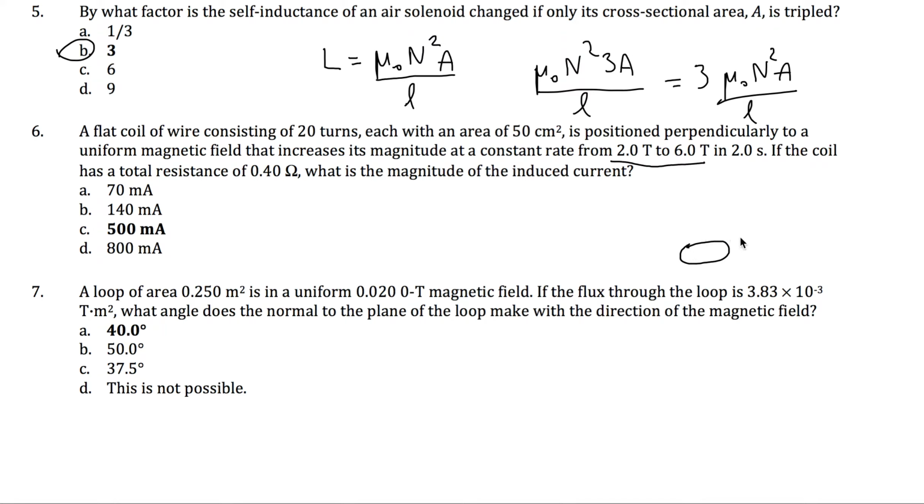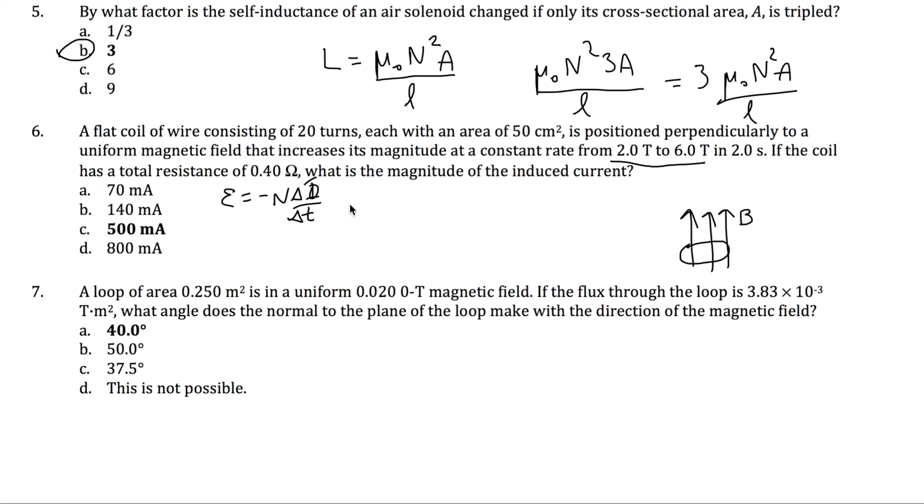If you could visualize it, the coil is horizontal and that field is perpendicular to that coil. So that means that the magnetic field lines are indeed going through the loop, and then that field is changing, so you definitely will have a changing flux and an induced EMF and current. To find it, we're going to use Faraday's law. Induced EMF is negative N change in flux per time.